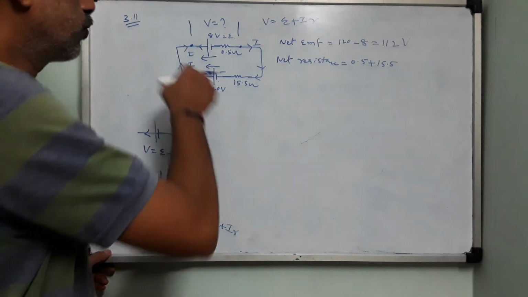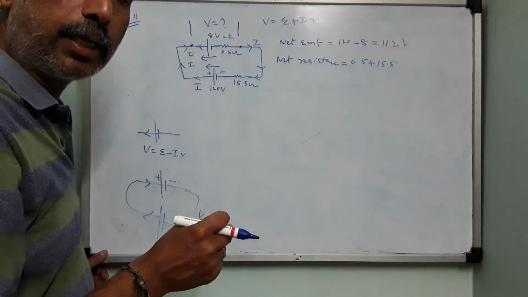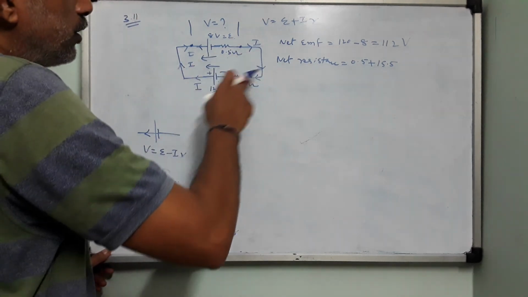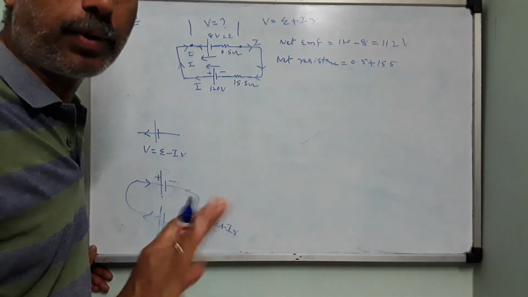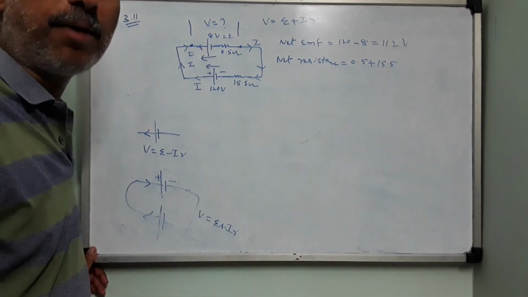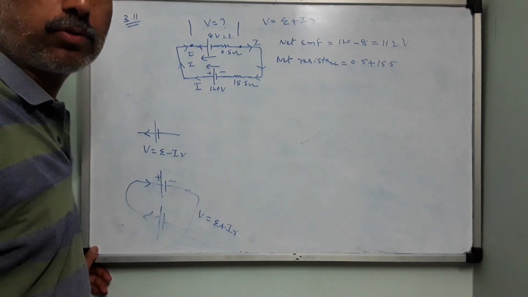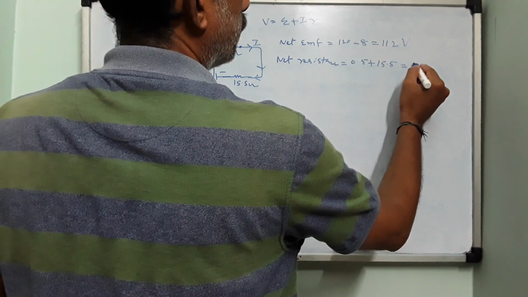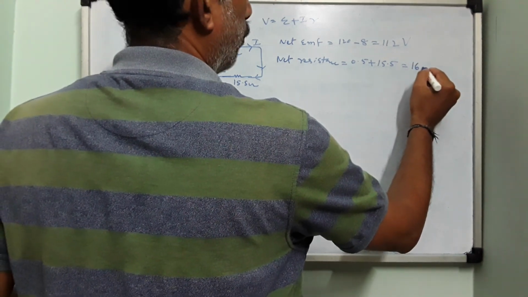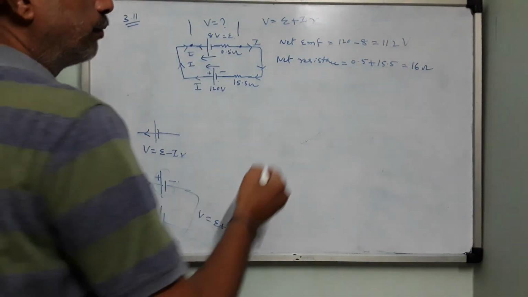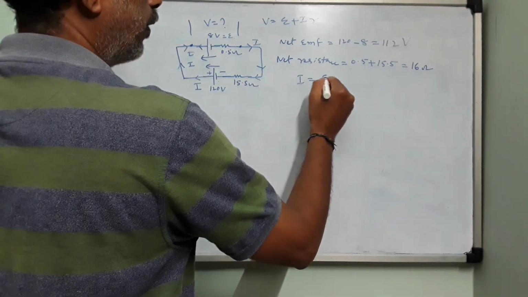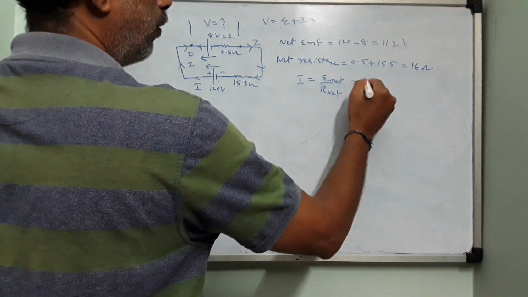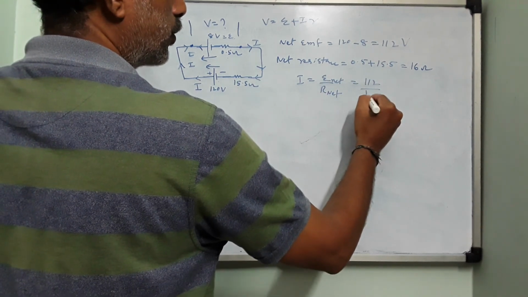Wrongly connected cells, these two are wrongly connected cells in series. So therefore their EMF will be subtracted. But you see children, resistances will never get subtracted. Either they will add up or they will go for 1 by R equals 1 by R1 plus 1 by R2. So this will be, now how much? This is 16 ohm. So you can calculate current now. So I equals to E net divided by R net, 112 divided by 16.